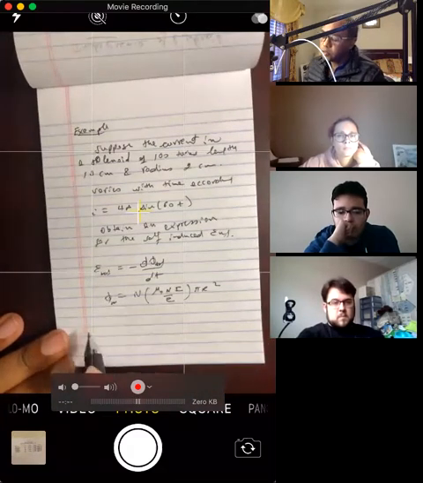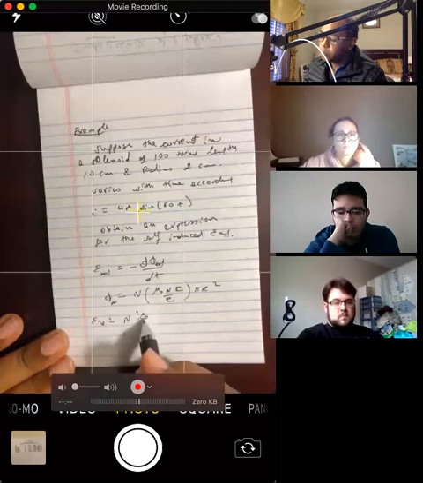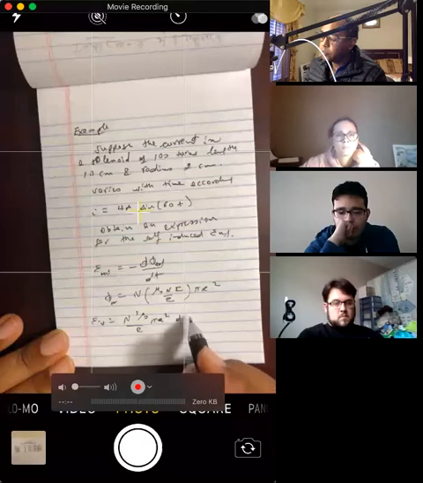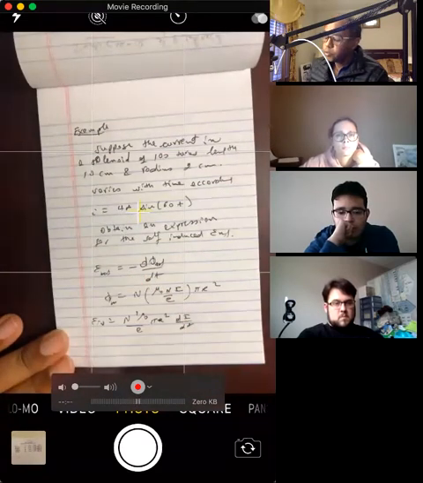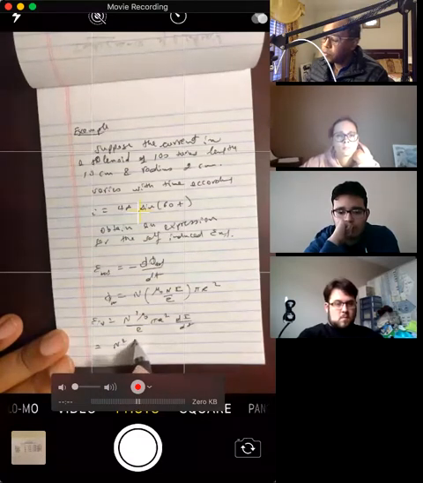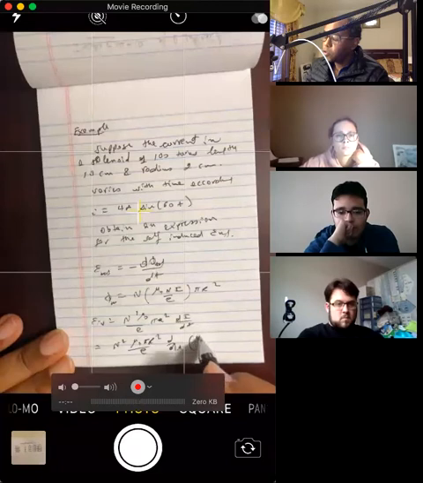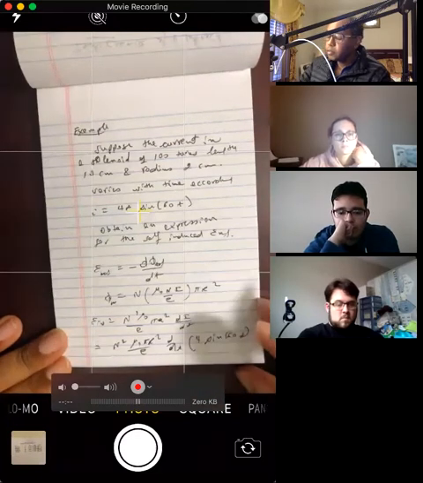And so the induced flux is, we have this constant over here, n squared mu naught over L times pi r squared, and then times the derivative of the current. Okay, that's it. And this is our current over here, so just put it over here. So we have n squared mu naught pi r squared divided by L, and the derivative of this current, 4 times the sine of 60t. All right, so that's it.